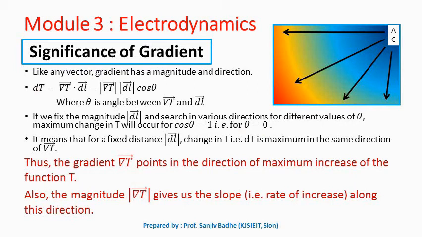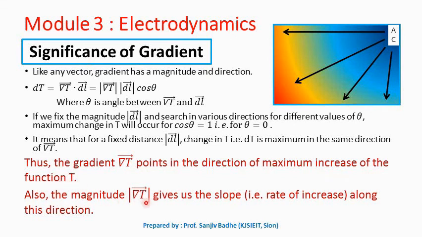What does it mean? It means that for a fixed distance, when the magnitude of displacement vector is fixed, the change in the function t is maximum when theta is equal to 0. That means the change in the value of function t is maximum in the same direction as gradient of t. So gradient of t will always point in the direction of maximum increase in the value of function t. So this is the significance of gradient. Gradient t always points in the direction of maximum increase in the function t.